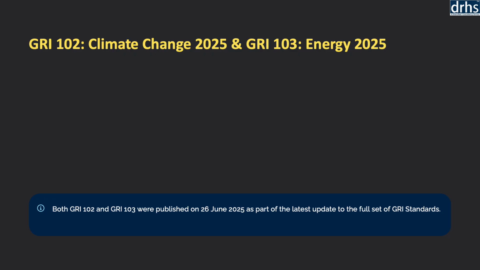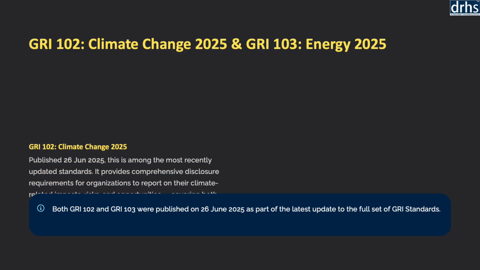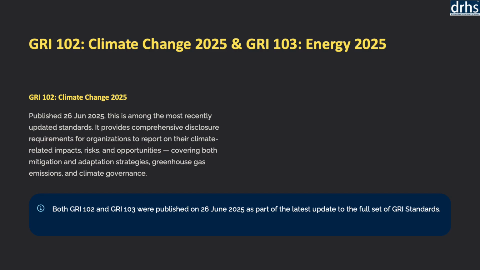The depiction of GRI 102, Climate Change 2025 and GRI 103, Energy 2025 reflects a significant advancement in the GRI framework, reinforcing the centrality of climate accountability and energy transition within contemporary sustainability reporting. These updated standards provide a robust and forward-looking structure for organizations to disclose climate-related risks, opportunities, and performance with enhanced precision and strategic relevance. GRI 102, Climate Change 2025 establishes comprehensive disclosure requirements covering both mitigation and adaptation dimensions.